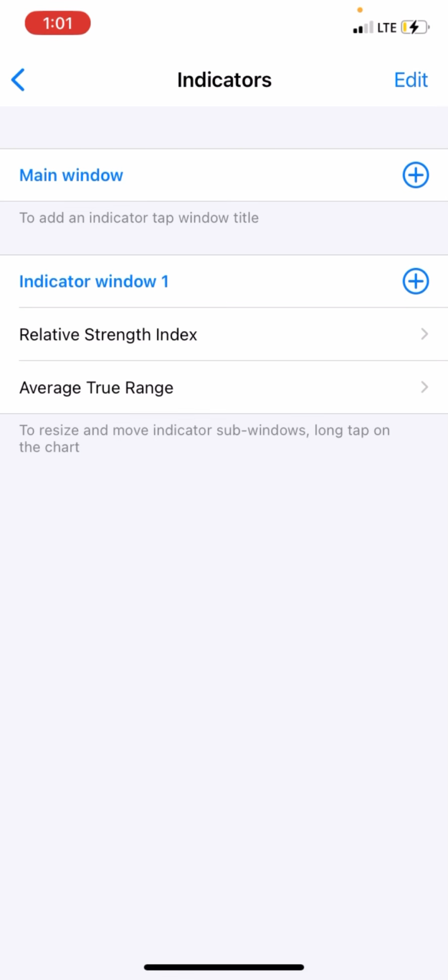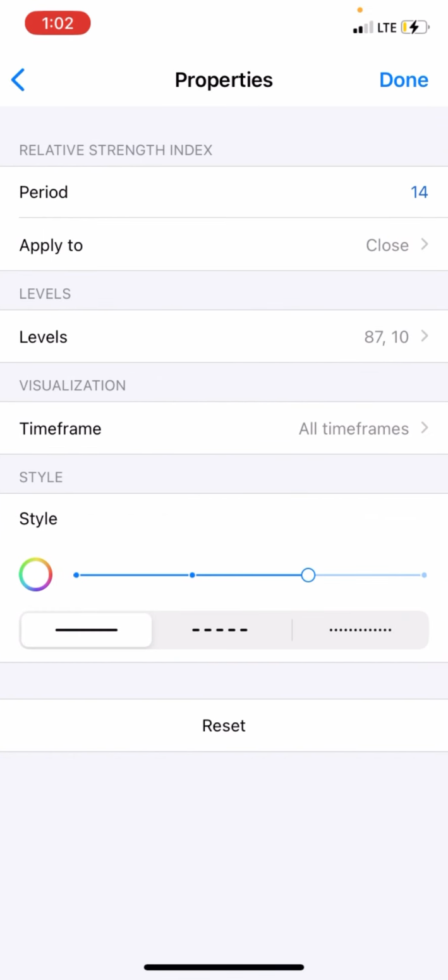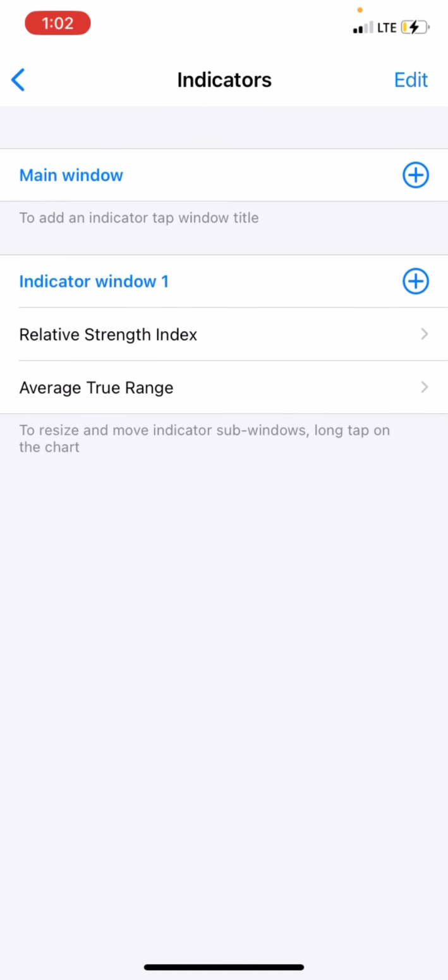It's not one that is very complex. It's not complicated at all. It's just a very straightforward strategy. So relative strength index first, you are going to now remember that these indicators will not appear on your main window. I'm explaining this part now for people who are new to the system, right?